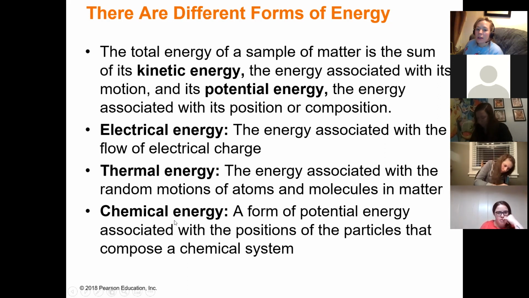Chemical energy, that is a type of potential energy that's associated with the position of atoms in a chemical system. So certain things have more energy to them than others. Certain food that you eat has more potential energy than other foods. Things like TNT have a lot of potential energy. They want to break apart into something more stable.